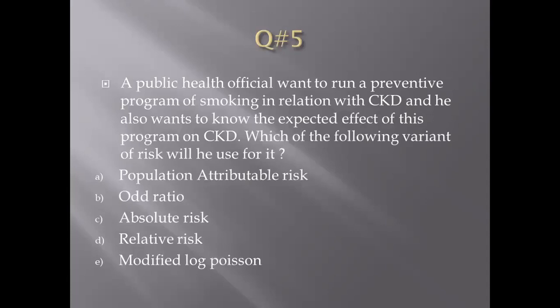Question number 5. A public health official wants to run a preventive program of smoking in relation with CKD, and he also wants to know the expected effect of this program on CKD. Which of the following variants of the risk will he use for it? Population attributable risk, odds ratio, absolute risk, relative risk, and modified log binomial. A is the right answer. It's the population attributable risk, which is used to know the expected effect of any program.